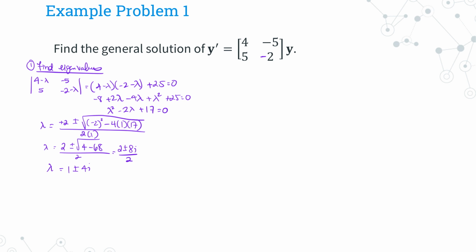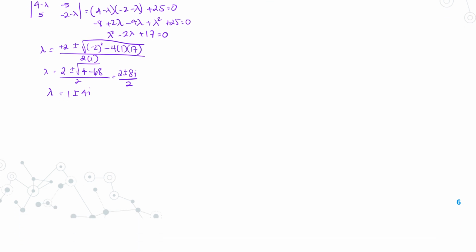And so we only have to choose one of these eigenvalues to help us find a single eigenvector. So let's do that next. Right here, we're going to find one of our eigenvectors, and you don't have to find both, you only have to find one based on the theorem that we used. So let's find our eigenvector. I'm going to use lambda 1, which is 1 plus 4i.